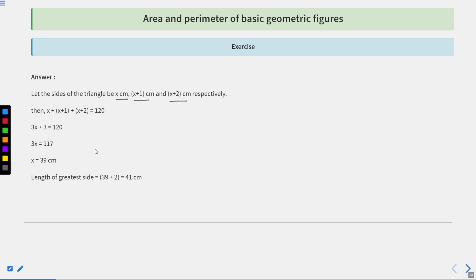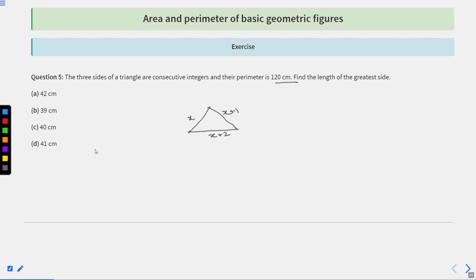Now first of all, let us see what is asked in the question. We are asked to find the length of the greatest side. So which one of these should be the greatest? It's very obvious. Since x is a positive quantity, among x, x plus 1, x plus 2, obviously x plus 2 is going to be the largest side.